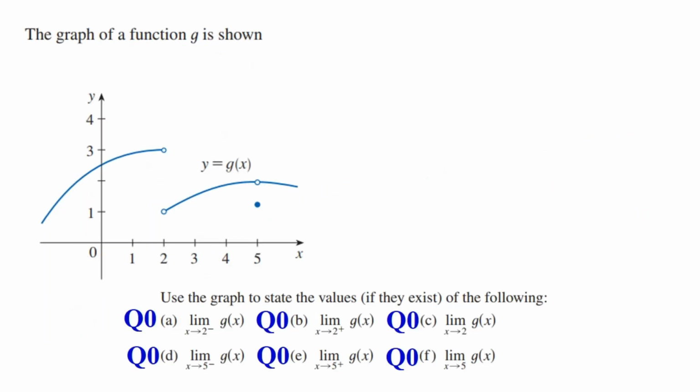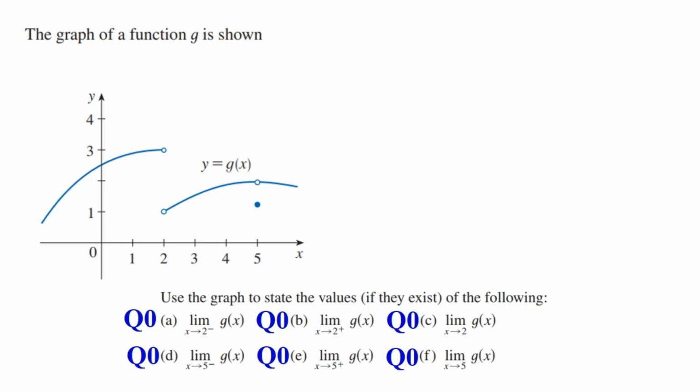Now we can proceed. Let's look at this problem. We are given the graph of a function g, as you can see on the screen, and there are 6 questions. And the first one is saying, what exactly is the function when x is tending to 2 from the negative axis? That is number A.